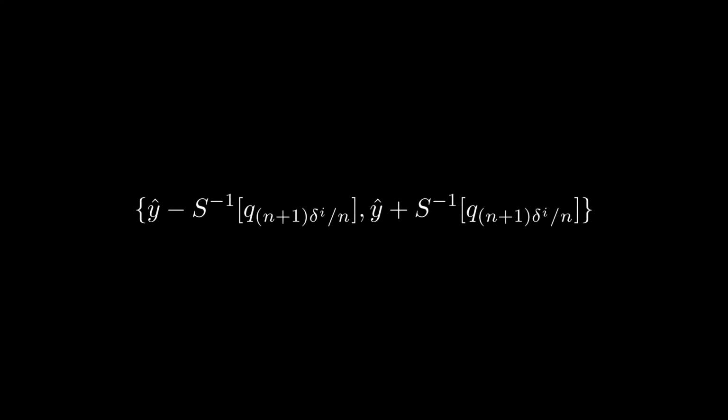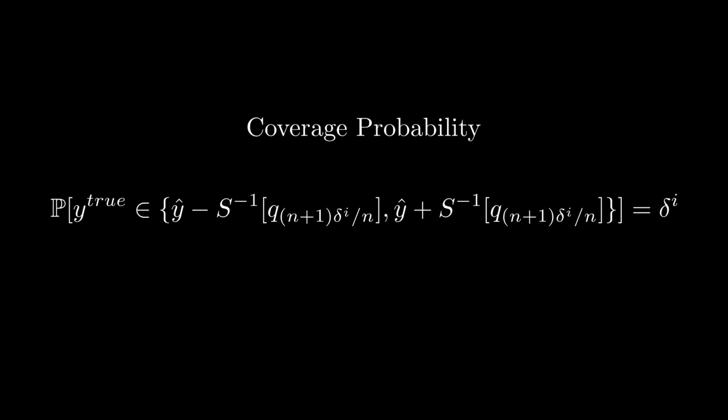What this equation is telling us is that given a desired intrinsic confidence level, find the non-conformity quantile that corresponds to it, pass it to the inverse of the non-conformity function, and add and subtract the result from the point prediction to get the interval. The coverage probability, that is, the probability of the test point falling within that interval, will be equal to the requested intrinsic confidence level delta I.